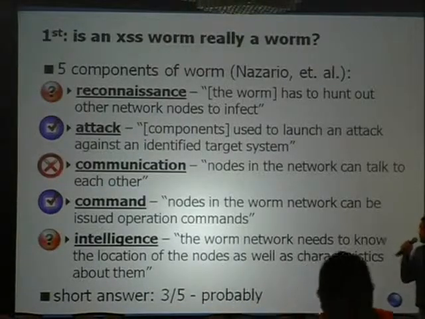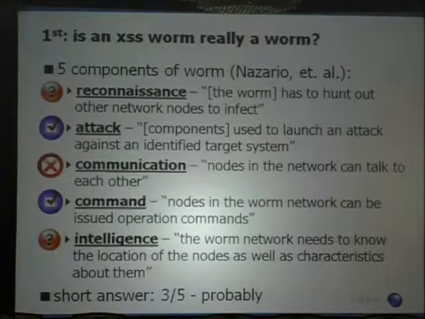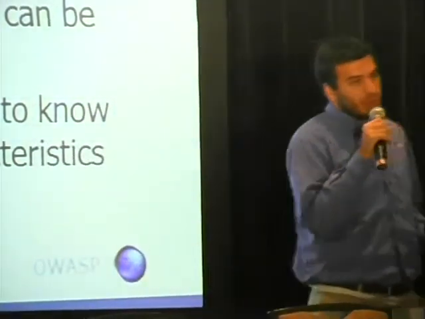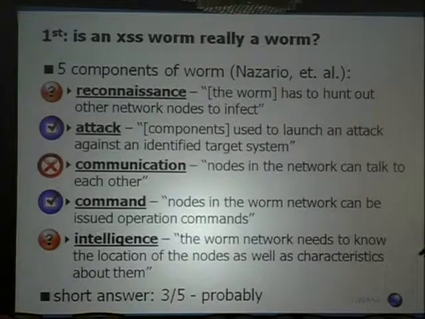First, reconnaissance: your worm needs to be able to find other nodes to infect. This is possible with cross-site scripting worms because it's a kind of passive reconnaissance. If you infect a profile on MySpace and somebody comes to browse your profile, they're coming to you. You're not really going to them. Whether or not it's real reconnaissance, we could debate, but the fact is we don't need it right now. Then the attack component, we obviously have that. When somebody comes to view our page, we launch an attack against them. So that's taken care of. We'll give that a check.